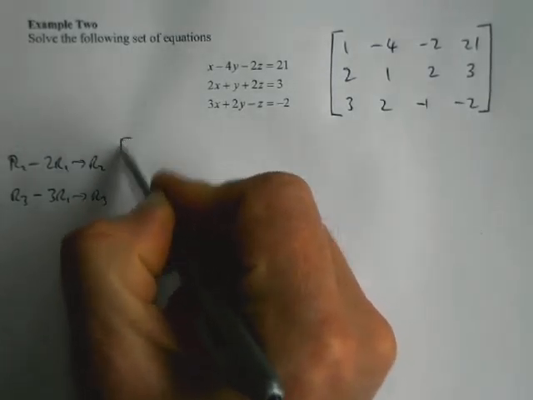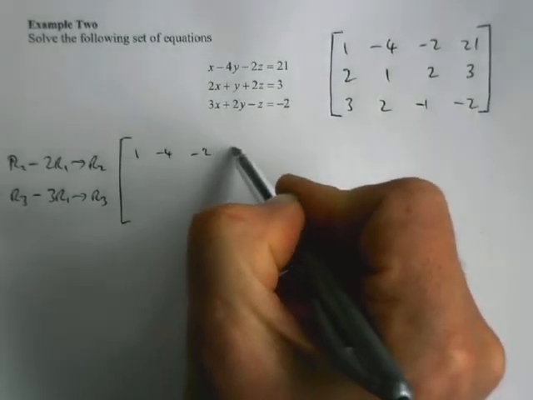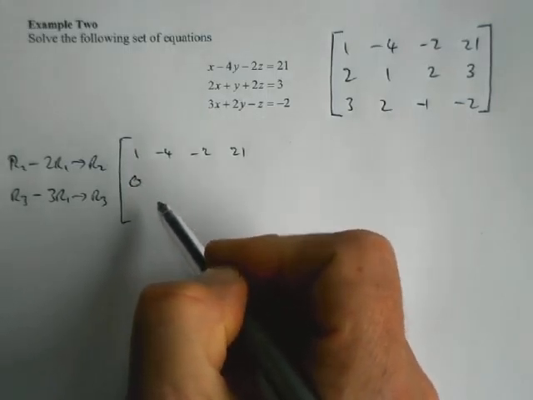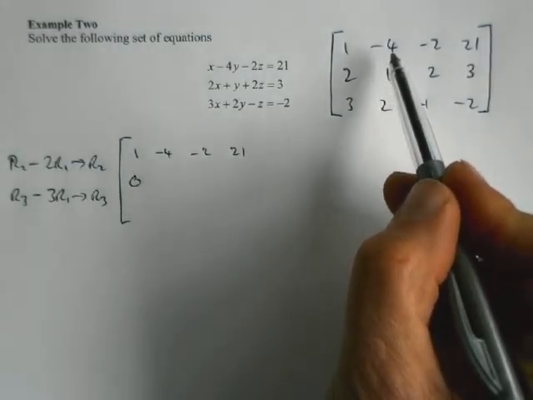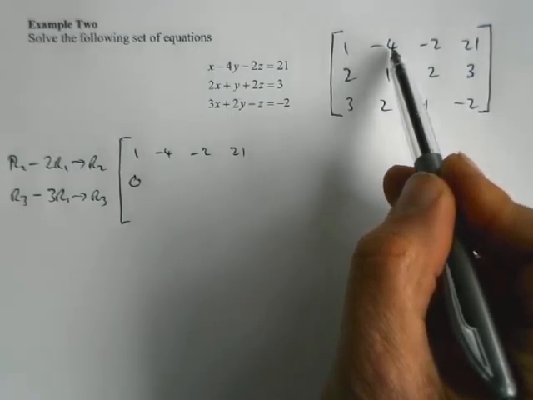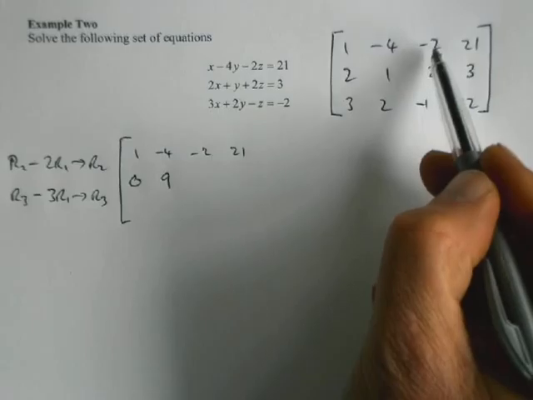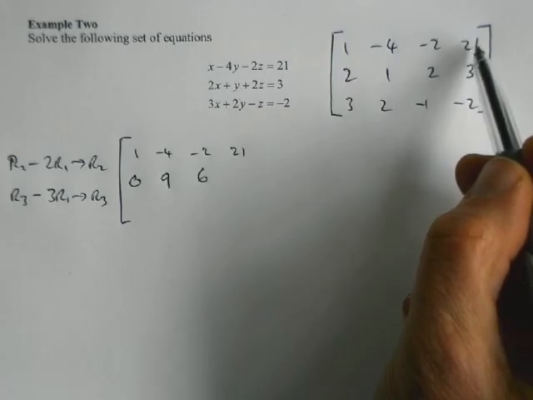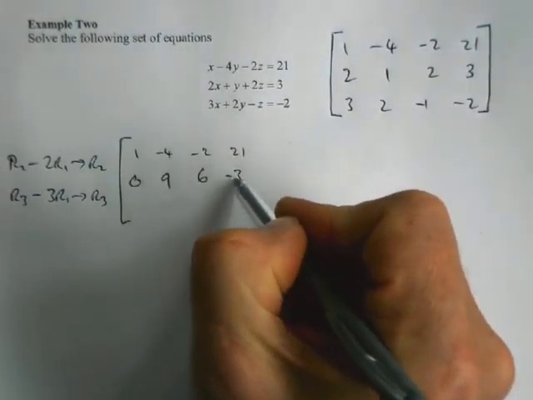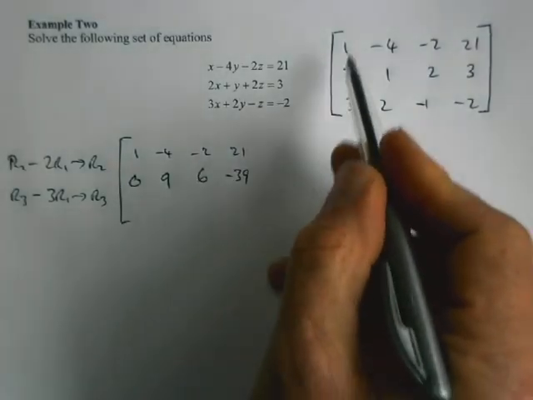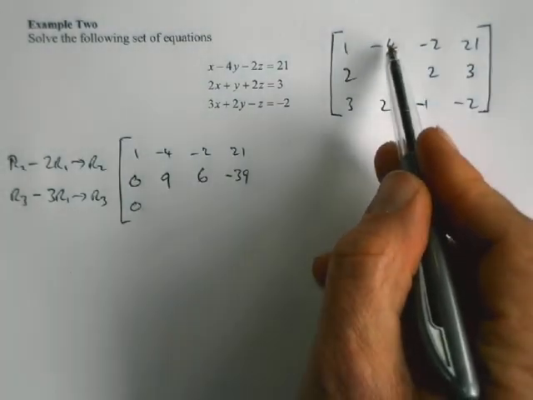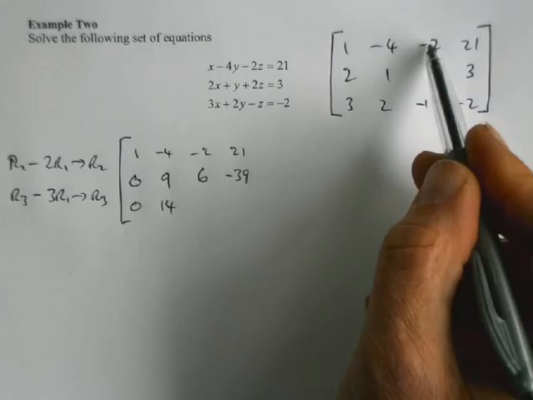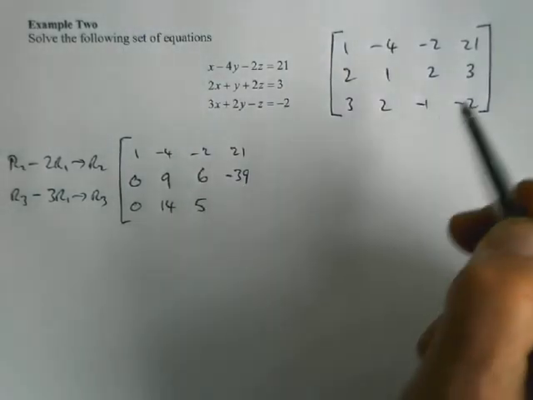So row 1, I'm not changing at all. Row 2, I'm taking away 2 lots of row 1. So 2 take away 2 lots of 1 is 0. Surprisingly, that's why I chose it. 1 take away 2 lots of negative 4 is 9. 2 take away 2 lots of negative 2 is 6. And 3 take away 2 lots of 21 is negative 39. And then I'm going to do 3 take away 3 lots of that is 0. 2 take away 3 lots of 4 is 14. Negative 1 take away 3 lots of 2 is going to give us positive 5. And negative 2 take away 3 lots of 21, that's 66, and negative 65.